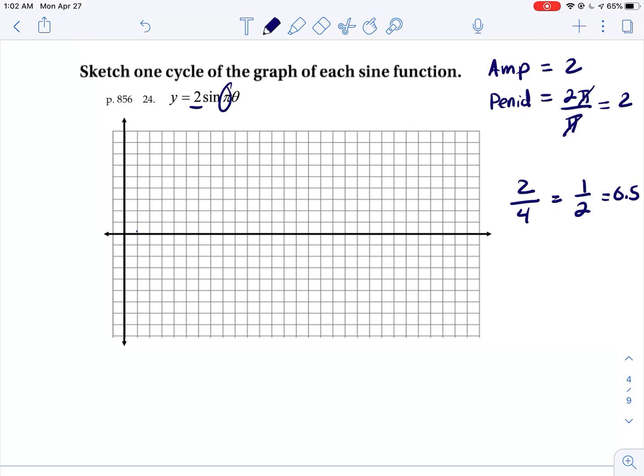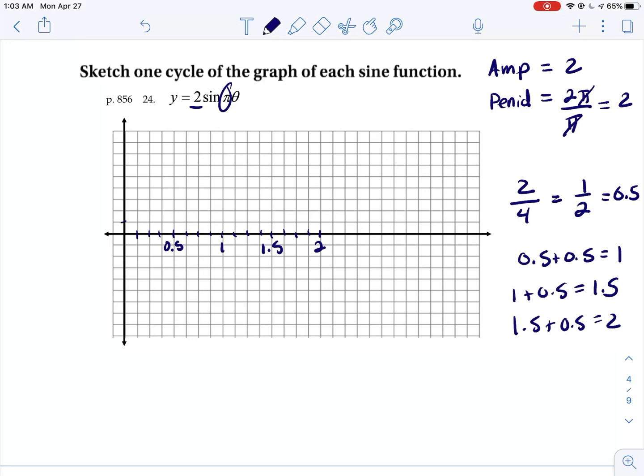Okay, so that means I'm going to label 4 sections using 0.5 as my interval. So 0.5, 0.5 plus 0.5, right? We keep adding them. That gives me 1. What's 1 plus 0.5? That's 1.5. And that's going to be 1.5 plus 0.5 is 2. Okay? And that should be one complete cycle.